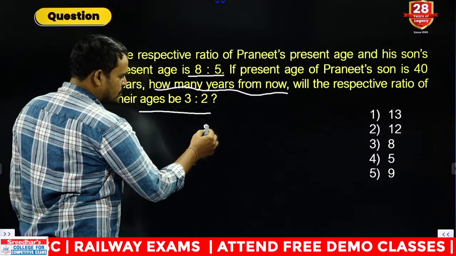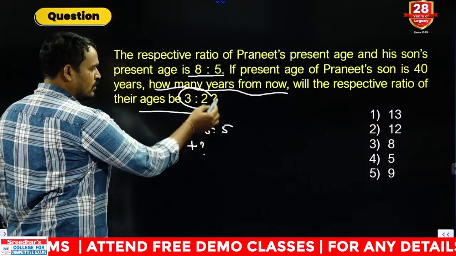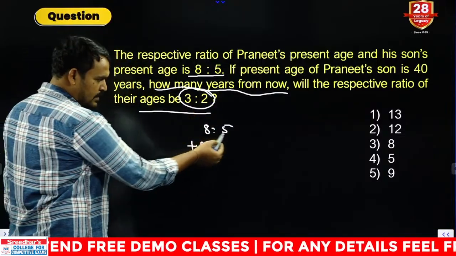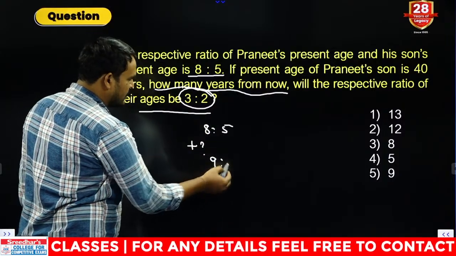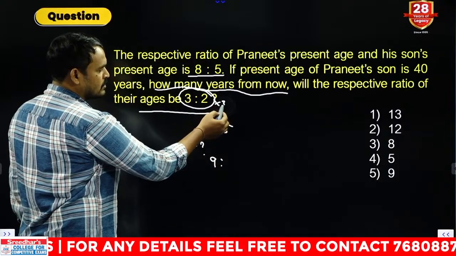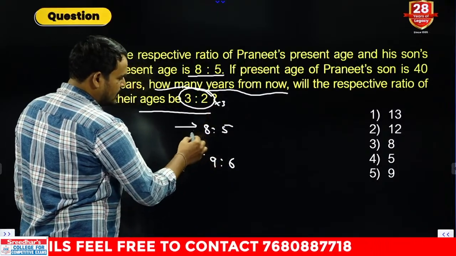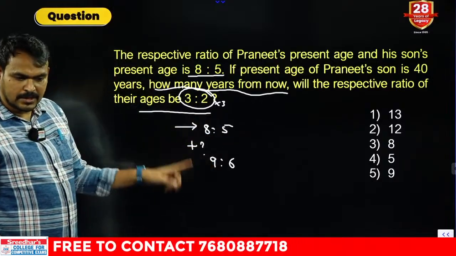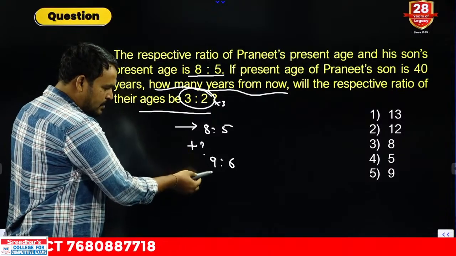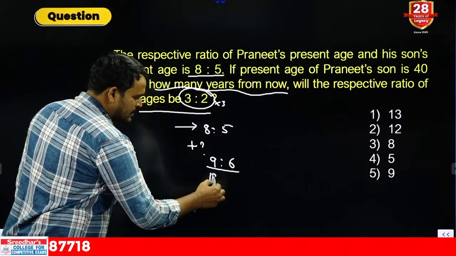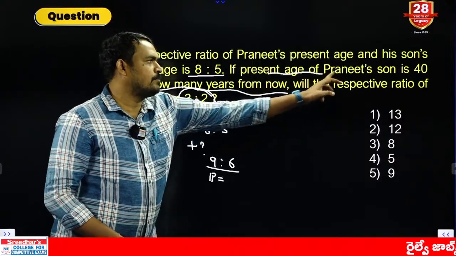At present 8:5, but after some years the ratio will change to 3:2. The present difference is how many parts? 3 parts. Means in future also the difference is 3 parts, so it is multiplied by how many times? 3 times. 3 3s are 9, 3 2s are 6. At present the ratio is 8:5, but after some years it will become 9:6. 8 parts becoming 9 parts means how many parts are increased? 1 part.